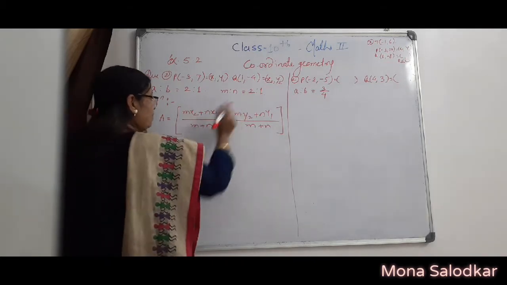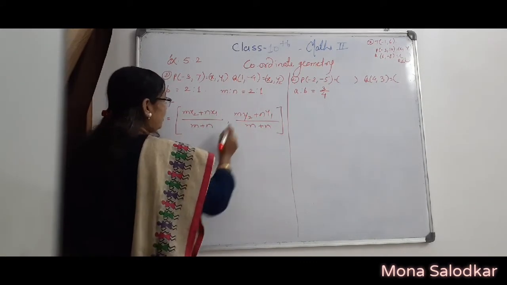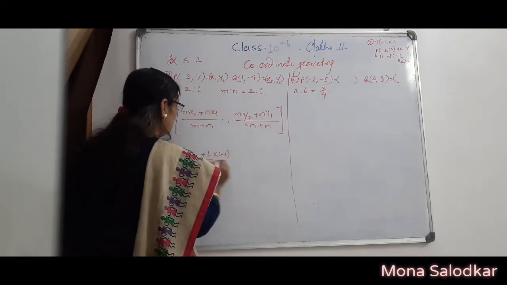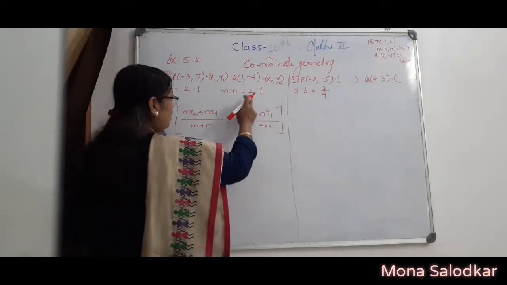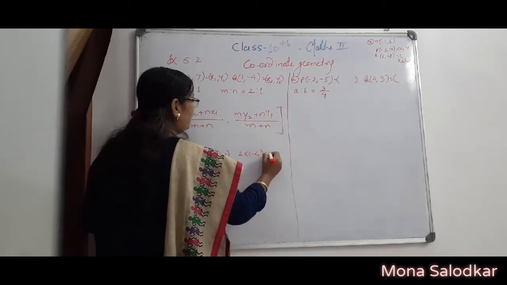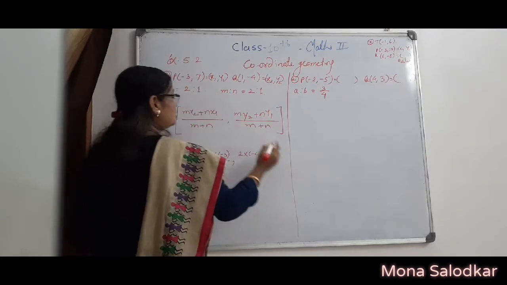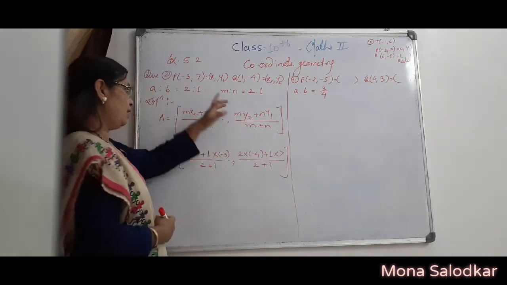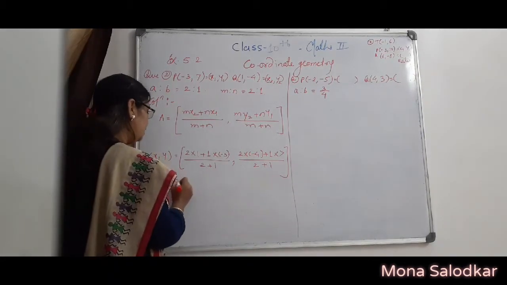Now put the values. What is m? 2, x2 is 1, n is 1, x1 is minus 3, upon m plus n. M plus n means 2 plus 1. Now see here, my2, m is 2, y2 is minus 4, n is 1, y1 is how much? 7. Only you have to put the values. Now see here x1, y1, x2, y2 are given, m and n are given. You have to put the values and then solve.